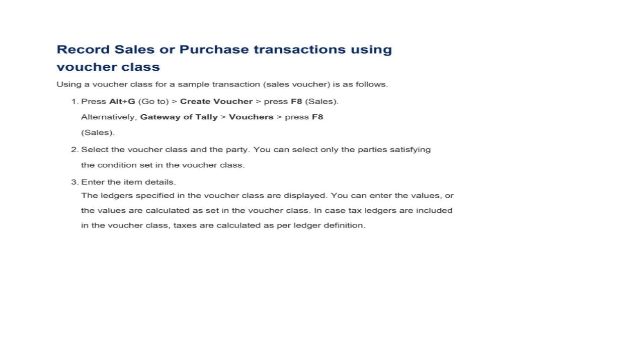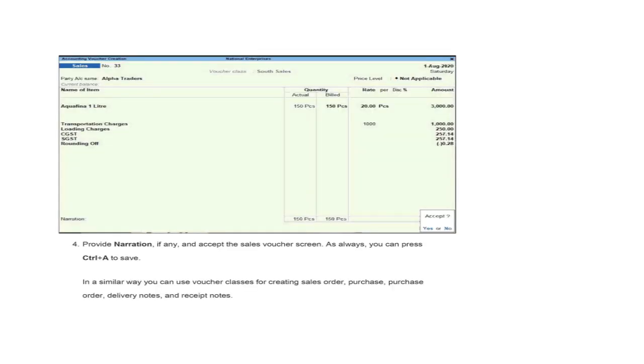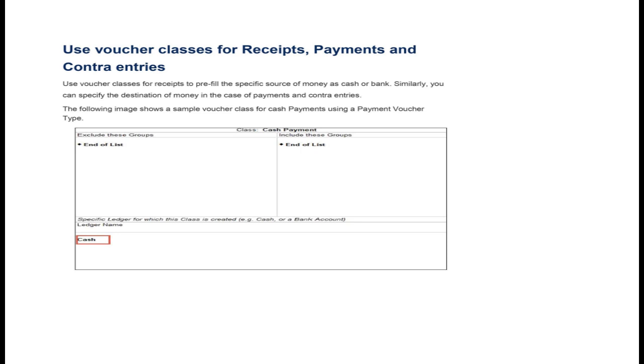3. Enter the item details. The ledgers specified in the voucher class are displayed. You can enter the values, or the values are calculated as set in the voucher class. In case tax ledgers are included in the voucher class, taxes are calculated as per the ledger definition. 4. Provide narration, if any, and accept the sales voucher screen. As always, you can press Ctrl+A to save. In a similar way, you can use voucher classes for creating sales orders, purchase orders, delivery notes, and receipt notes.